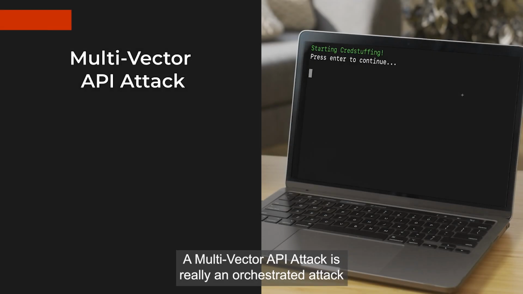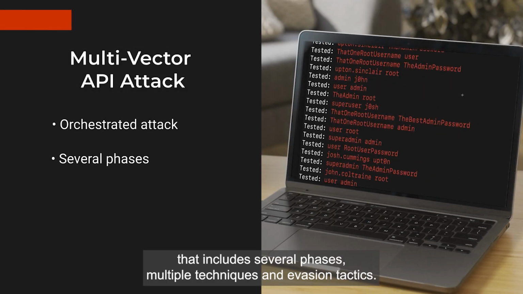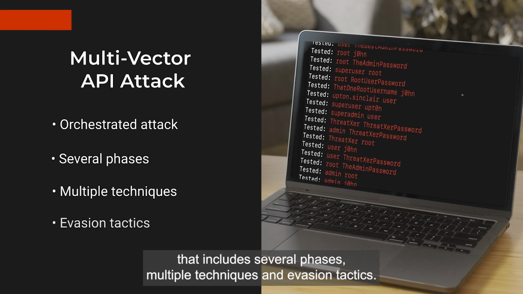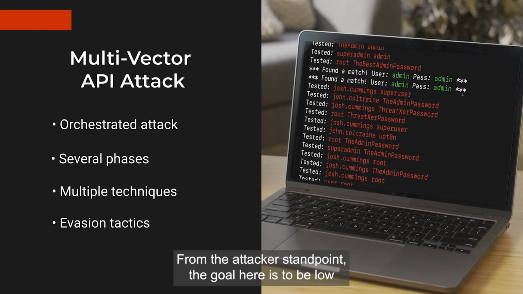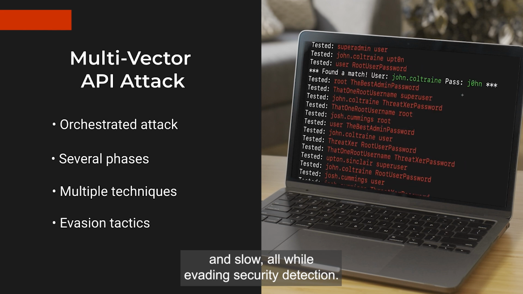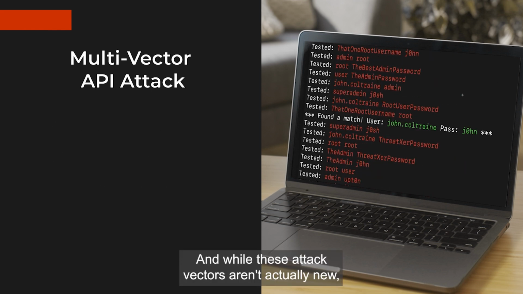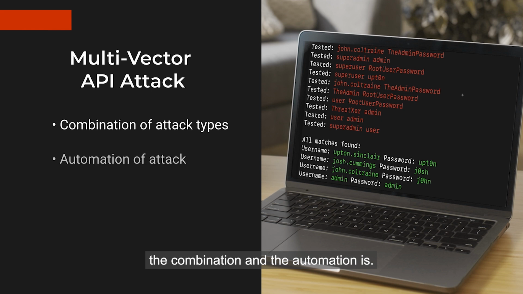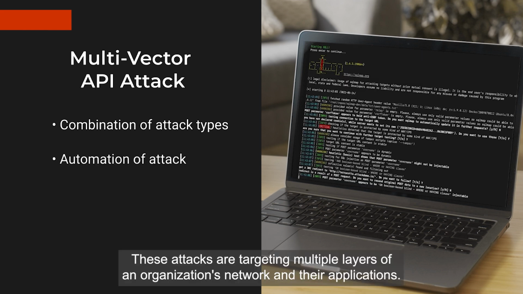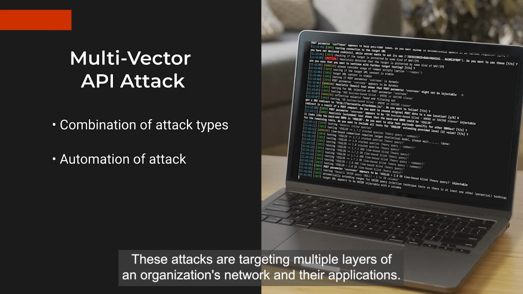A multi-vector API attack is really an orchestrated attack that includes several phases, multiple techniques, and evasion tactics. From the attacker's standpoint, the goal here is to be low and slow, all while evading security detection. And while these attack vectors aren't actually new, the combination and the automation is. These attacks are targeting multiple layers of an organization's network and their applications.